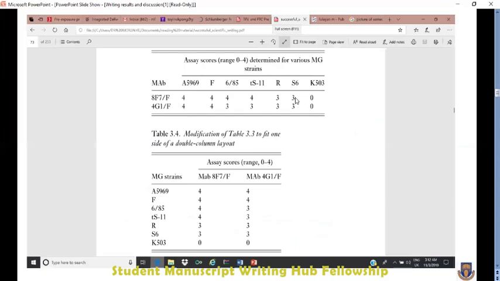Can my cursor be seen? Somebody should confirm that. Yes, sir. All right.